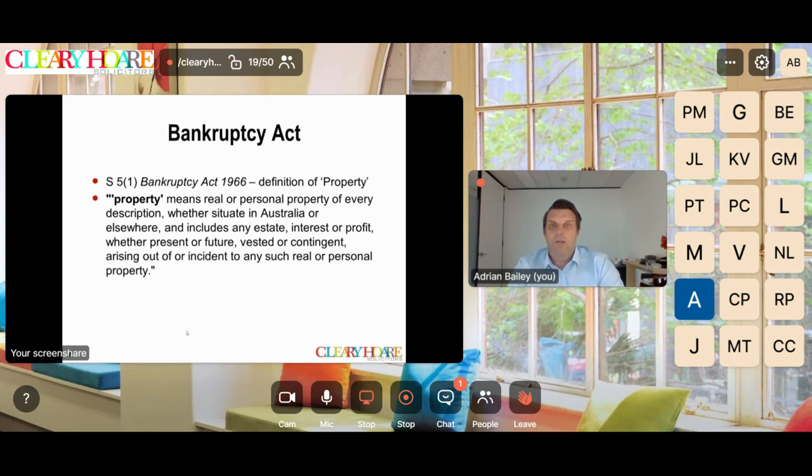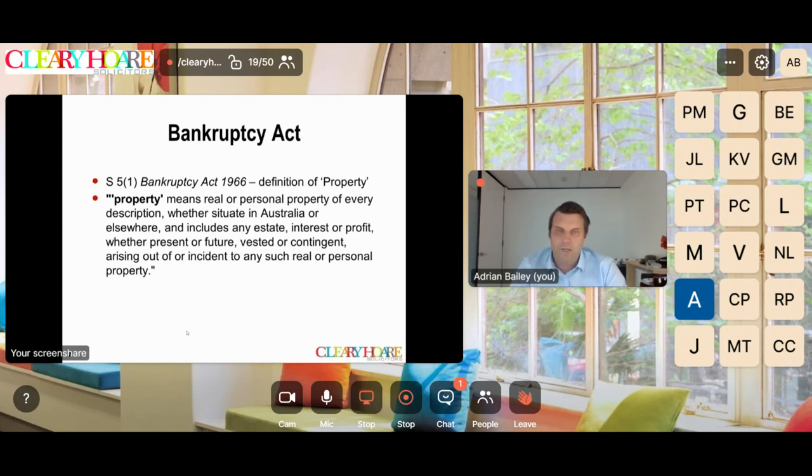Now, focusing on the Bankruptcy Act, and most of this paper will focus on that. So we'll be looking at issues in relation to individuals going bankrupt. The first thing that we need to think about whenever we're thinking of asset protection is, well, what is actually the property that potentially could be at risk? And we find the definition of that within the Bankruptcy Act. So it's real or personal property of every description, whether in Australia or elsewhere. So one thing that strikes you straight away is that clearly having assets overseas does not preclude them from recovery proceedings under the Bankruptcy Act.